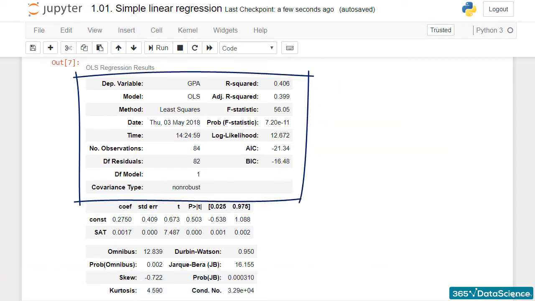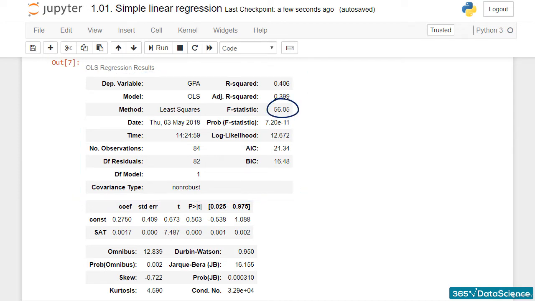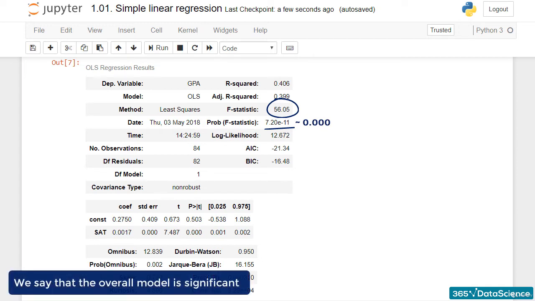Let's see the regression summary from the SAT GPA lecture. The F statistic is 56.05. The cell below is its p-value. The number is really low. It is virtually 0.000. We say the overall model is significant. The F test is important for regressions as it gives us some important insights.